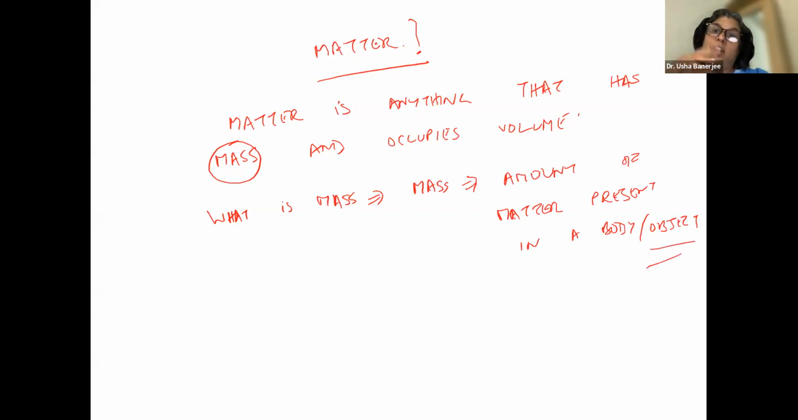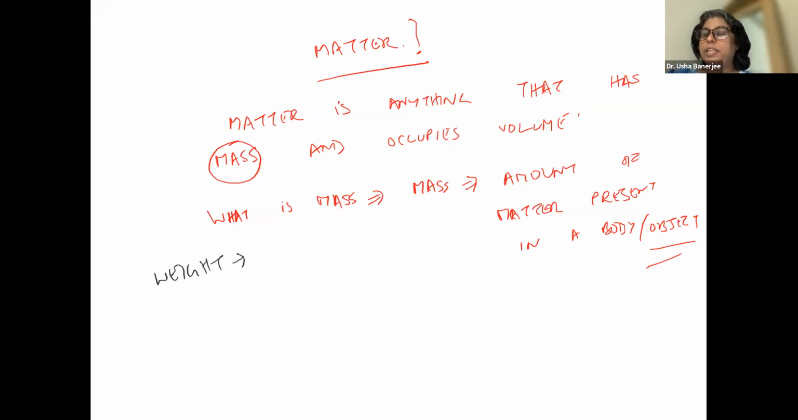In science, we generally use these words very often, body and object. I am a body, not a human body or a dead body. Anything which has matter, mass, is called a body, or a football is an object for me, right? So mass is basically the amount of matter present in a body. So somebody told me mass and weight are same. Absolutely not. What is weight?